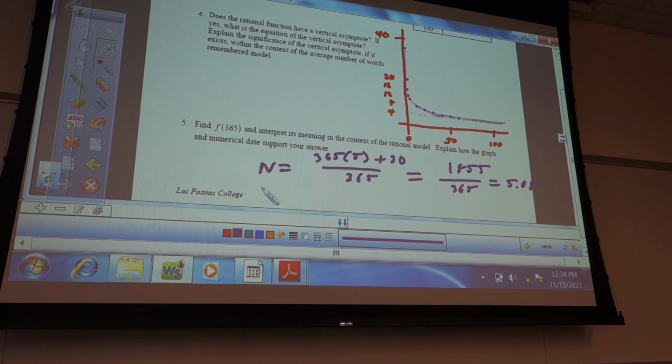So again, after 1 year, after 365 days, what happens after 1 year? They retain 5.08 words on average. So you can see as time goes on, on average they still remember about 5 words. It's kind of that bumper there. Good. So you can kind of see how these rational functions work.